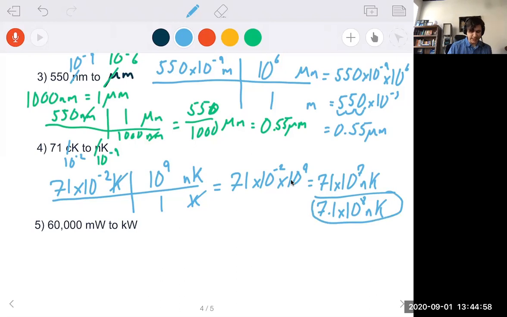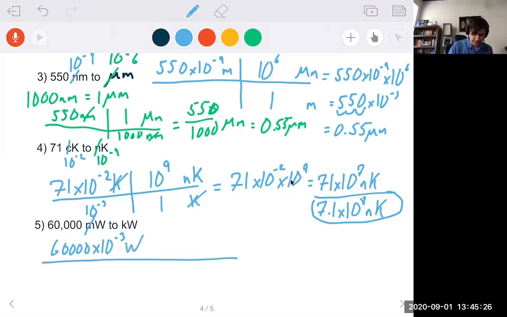60,000 milli, notice that's a lowercase m, watts to kilowatts. All right, let's go to our base unit. And the way that I've been doing it is mark out the milli and write what that is. That's 10 to the minus 3. So now I have 60,000 times 10 to the minus 3 watts. And I want to convert that.